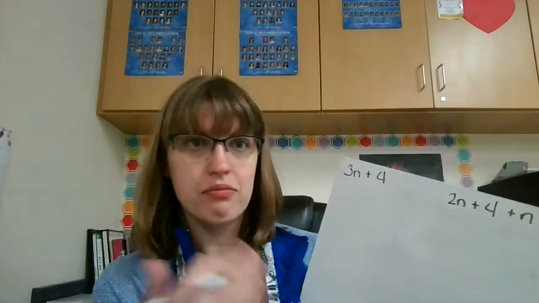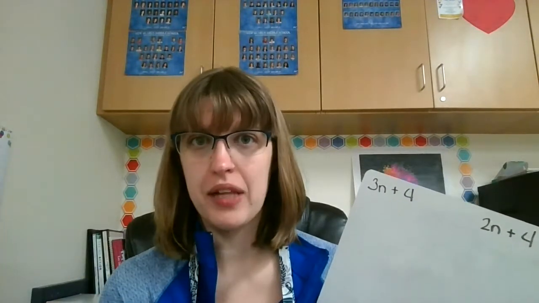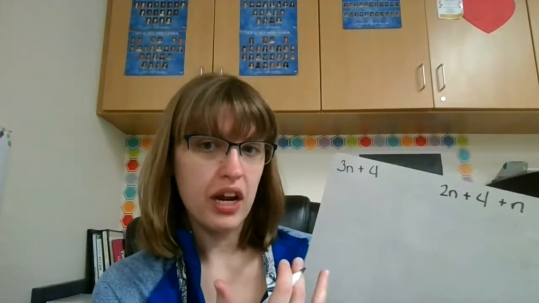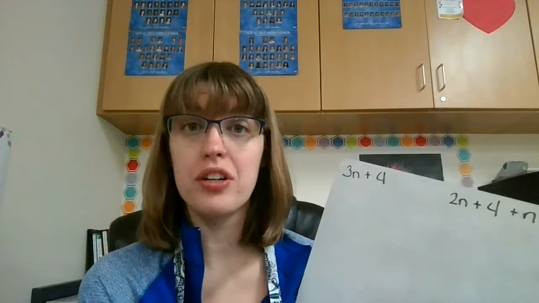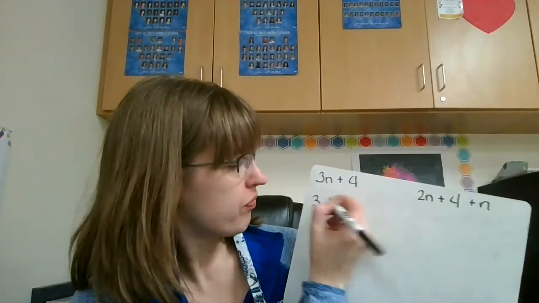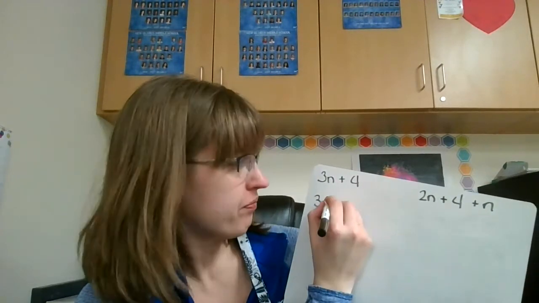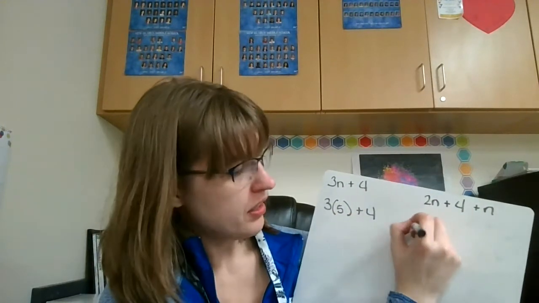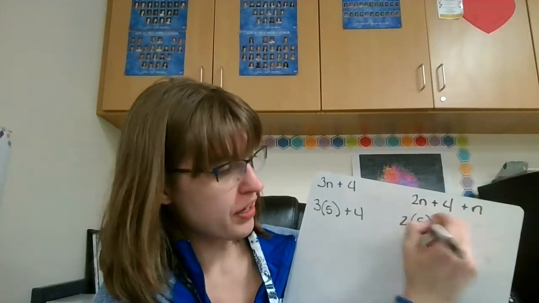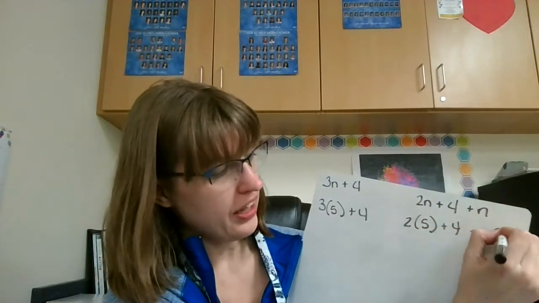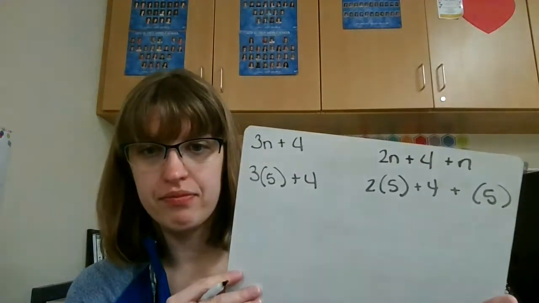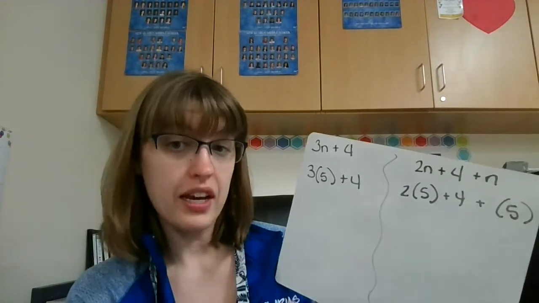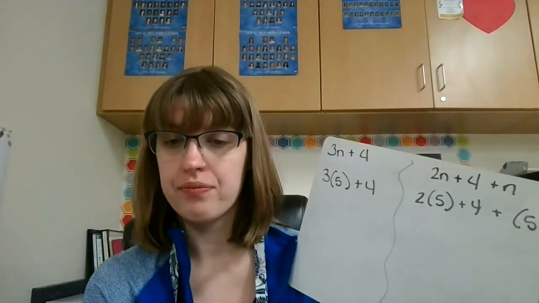Pick an easy number, 1, 2, 5, something easy to multiply by. Your first step is to rewrite the expression with that number in it, like this. I'm going to pick 2. Why not? No, I'm going to pick 5. Every time I see an n, I'm just going to put parentheses, and then I'm going to put a 5 in instead. There we go. Now it's a number sentence that I can solve.